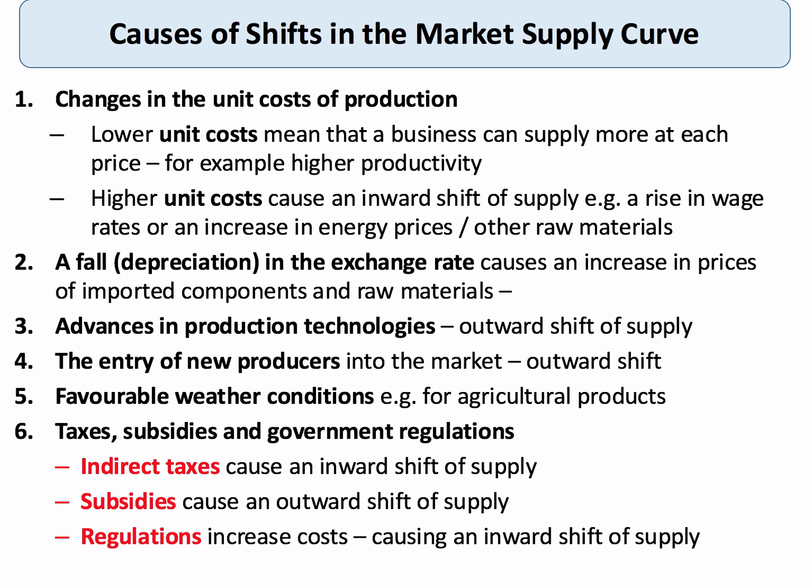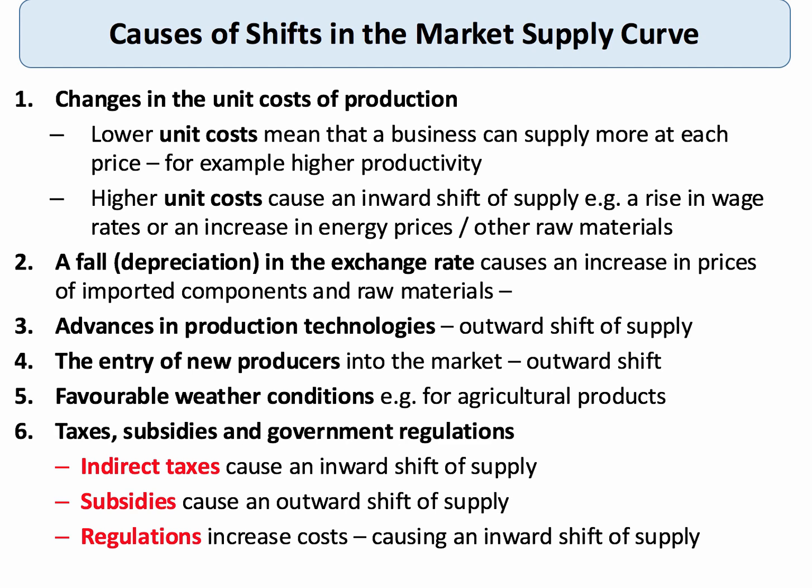So what causes a shift in the market supply curve? Let's go through some of the key factors. If you want to understand supply, understand cost. So the unit cost of production is the key factor affecting the supply curve. If unit costs go down, a business can supply more of a product at each price. That might have been caused, for example, by an increase in labour productivity.